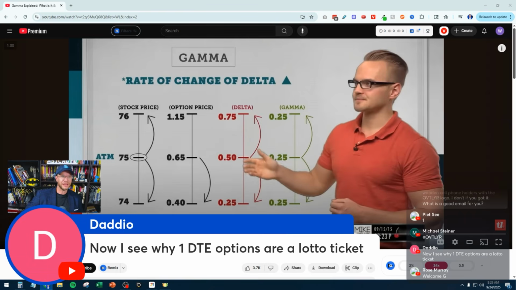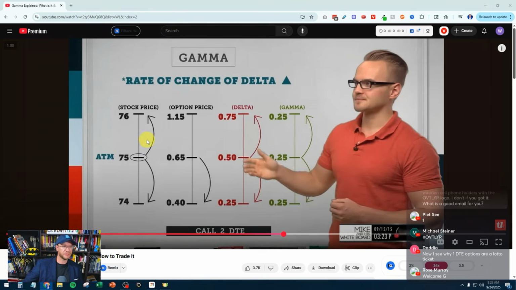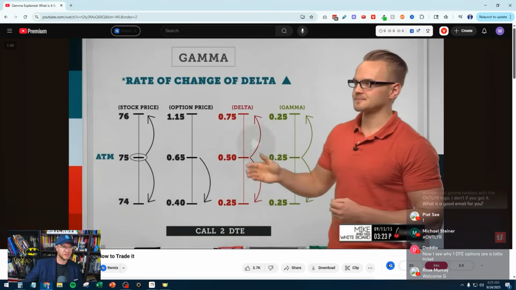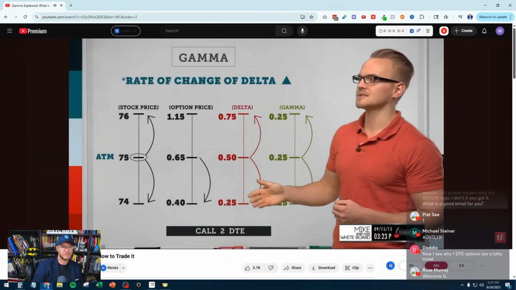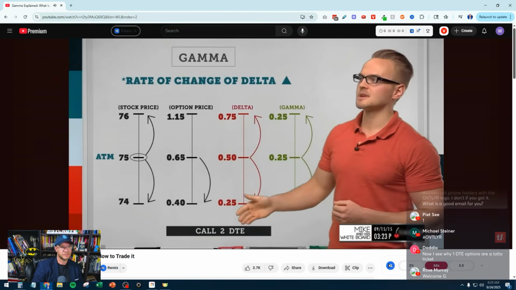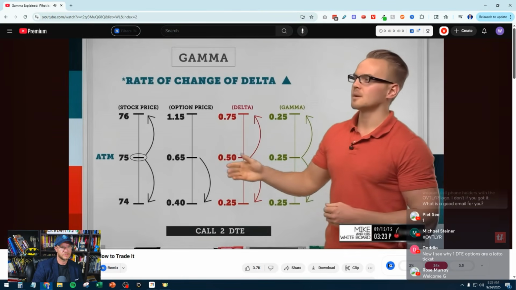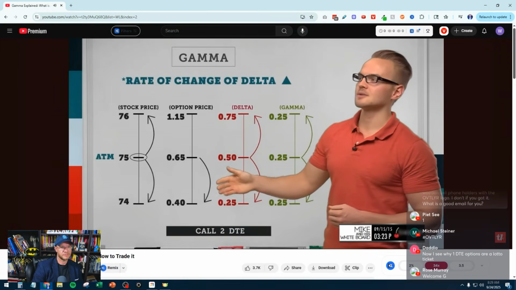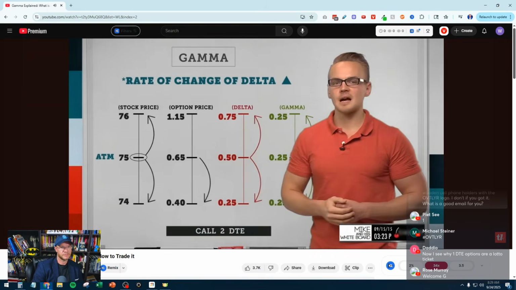Now I see why 1 DTE options are a lotto ticket. They are exactly a lotto ticket. We don't want lotto tickets around here. We do leveraged investments. And we're going down to 25 cents. Now this is going to decrease 25 cents here. So basically I've lost 50% of my value in just one stock point move.